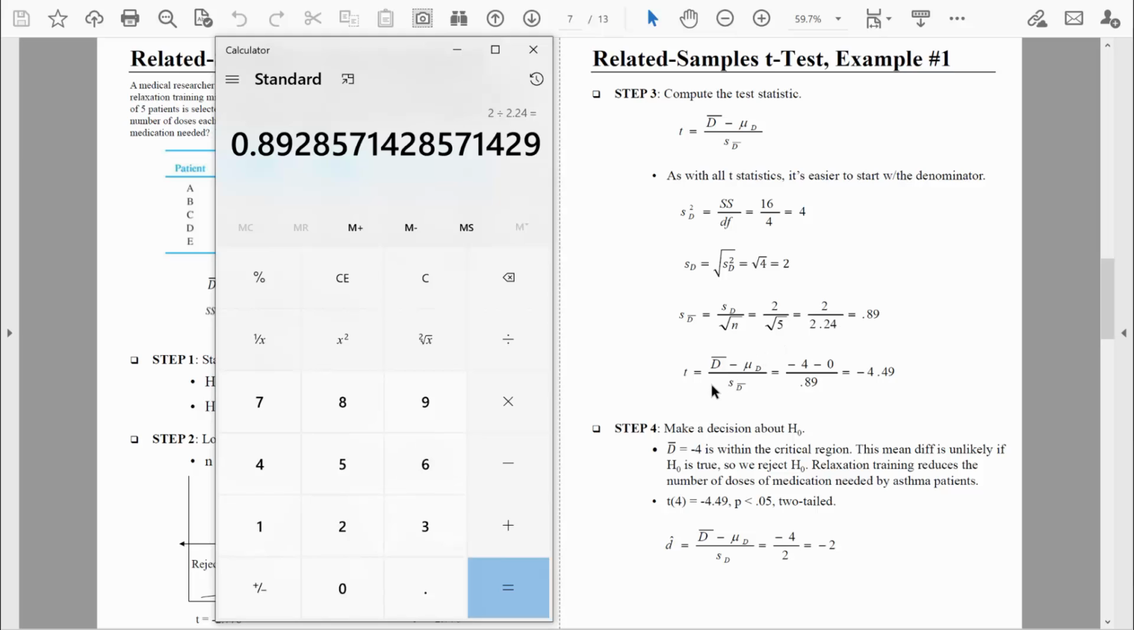Okay, now we have everything that we need to transform our sample mean difference score into a t-value. The sample mean difference score was equal to -4. Remember, this value right here is always based on the null hypothesis, so that's always 0. And then we're going to divide by the standard error. So I'm going to key in -4 and then divide that by 0.89. And that equals -4.49. Let's go back to step 2 and plot that value.